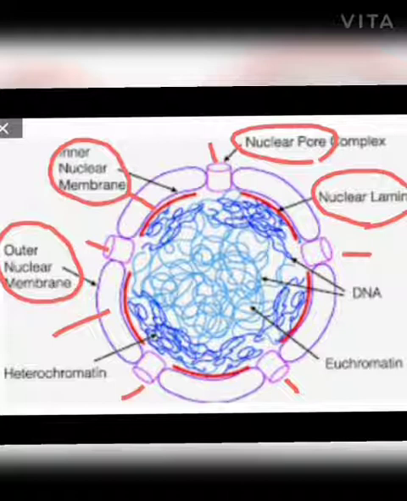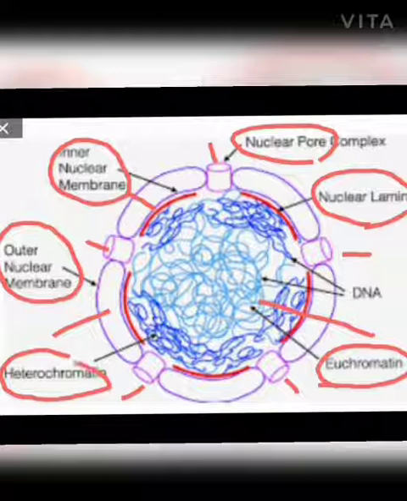Then the nucleus contains a fluid content known as nucleoplasm. This nucleoplasm contains thread-like structure called chromatin reticulum. Two types of chromatin are present in the chromatin reticulum: euchromatin, which is active in transcription, and heterochromatin, which is inactive in transcription.